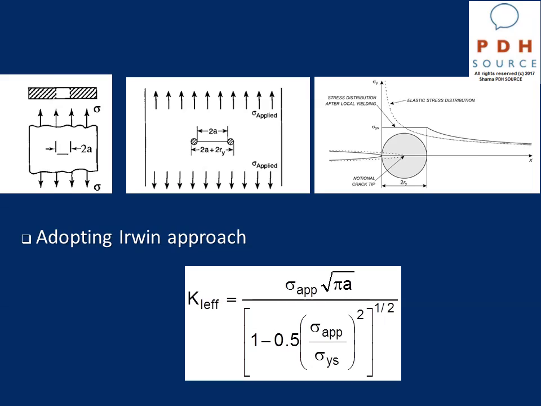If we adopt Irwin's approach, we can come up with an effective value for the stress intensity factor according to this equation. So we have to take the previous equation divided by this value in terms of the applied stress divided by the yield stress squared of the crack.